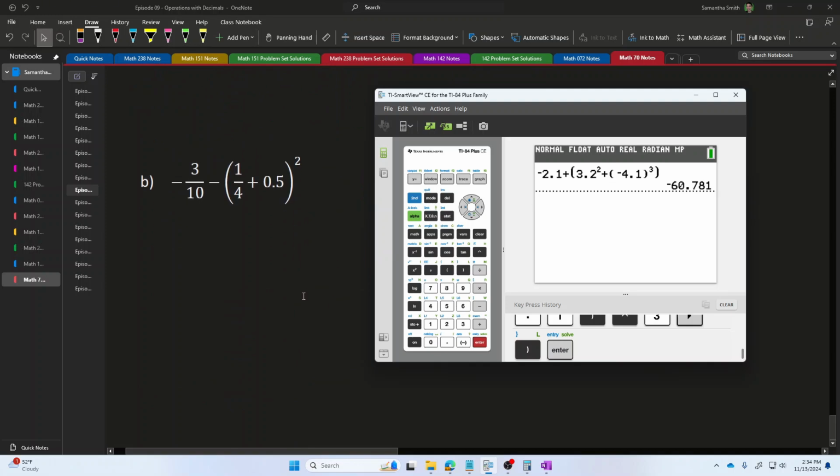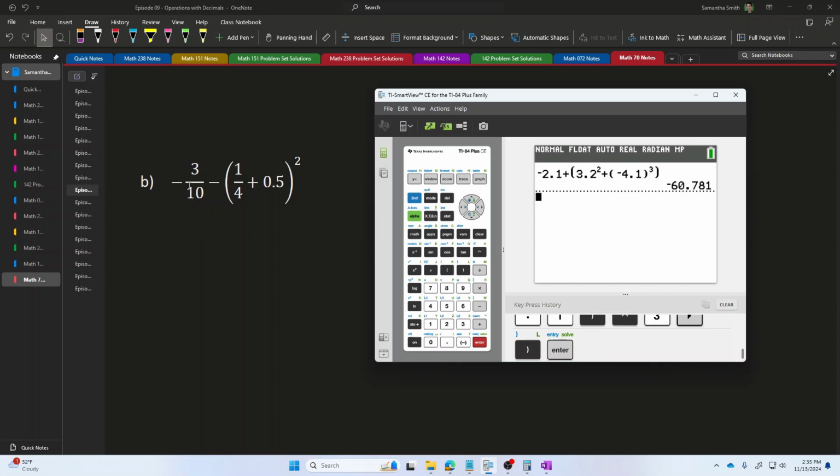Additionally, for another example, I could say, what if I wanted to do negative 3/10 minus the quantity 1/4 plus 0.5? Take that quantity and then square it. What is the result of all of these operations? So the first thing that I would do is I would type in this expression pretty much exactly as I saw it. The only change that I'm going to make is I'm going to put my fractions inside of parentheses of their own.